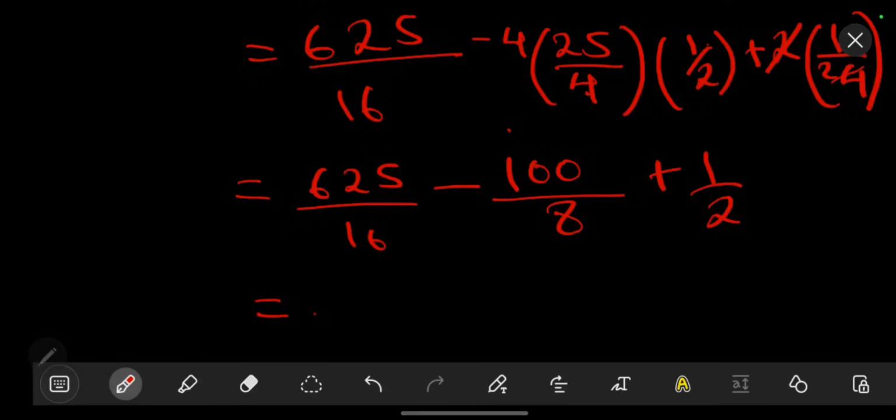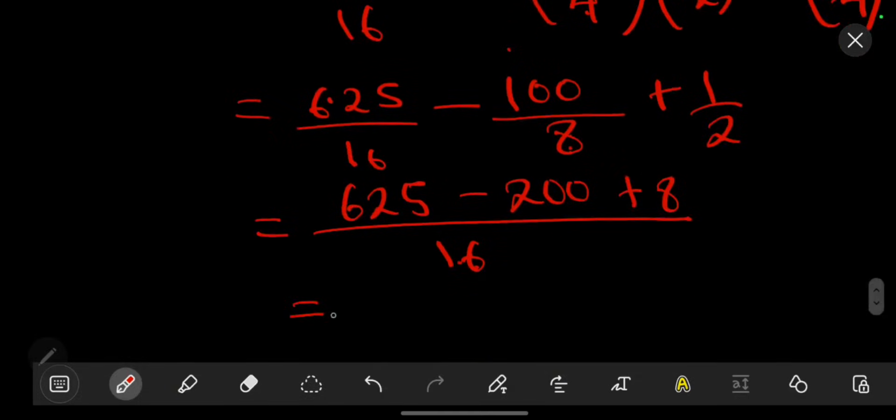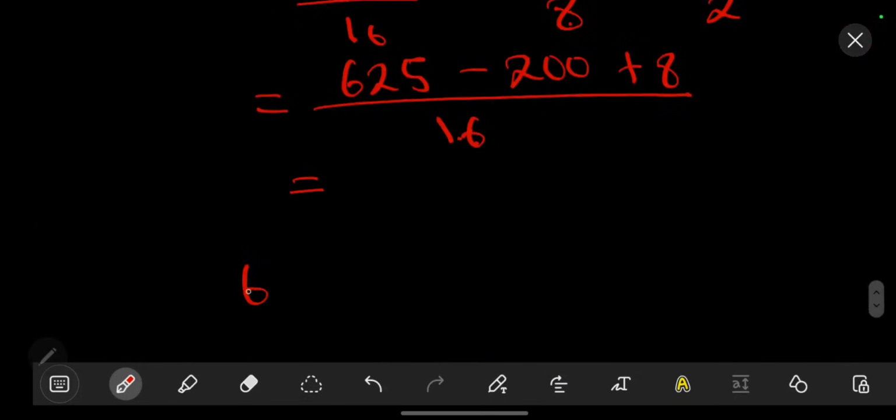Let's find our lowest common denominator, which is 16, like that. 16 divided by 16 is 1, by 625, so we are going to have 625. 16 divided by 8 is 2, times 100, it will be minus 200. So 2 by 100 is 200. 16 divided by 2 is 8, times 1 is 8, like that. Then all we are going to do is add. So we have 625 minus 200.